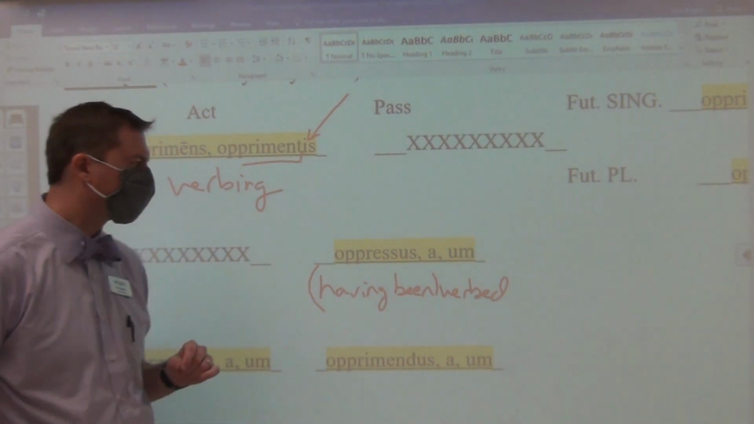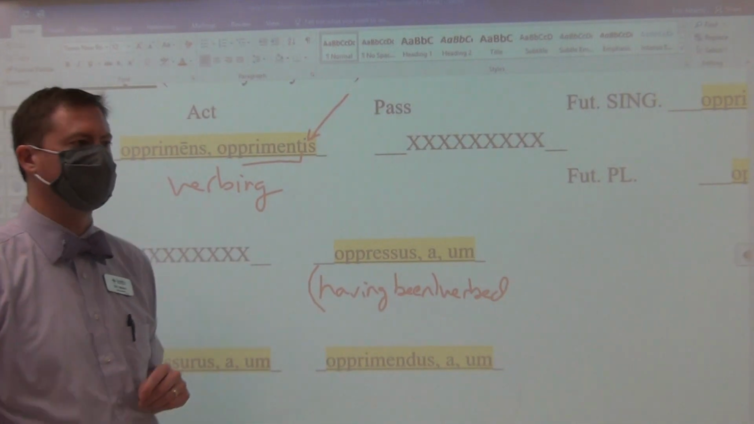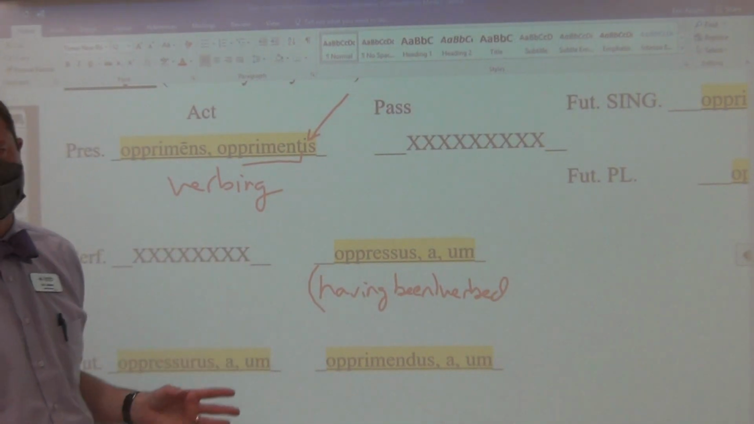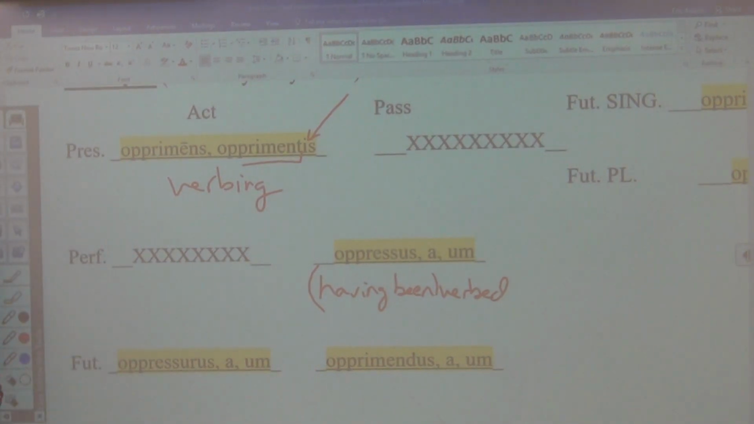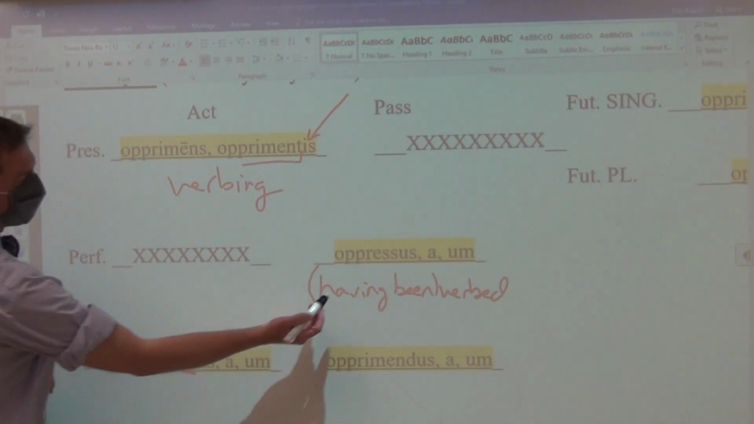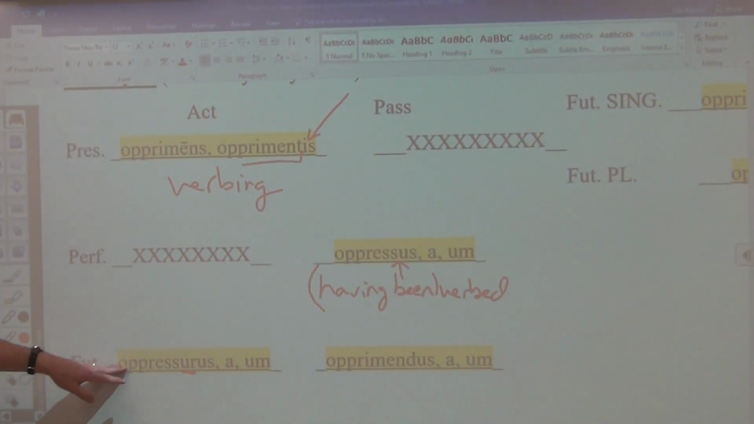Because I can say, I see the ball having been thrown by the boy. But I can see the ball thrown by the boy. It's the equivalency. Future active will be merely the fourth principal part, the perfect passive participle, with a UR shoved in it. Oppressus, oppressurus. And here, of course, it would be about to verb. About to verb, or going to verb, or fixin' to verb.